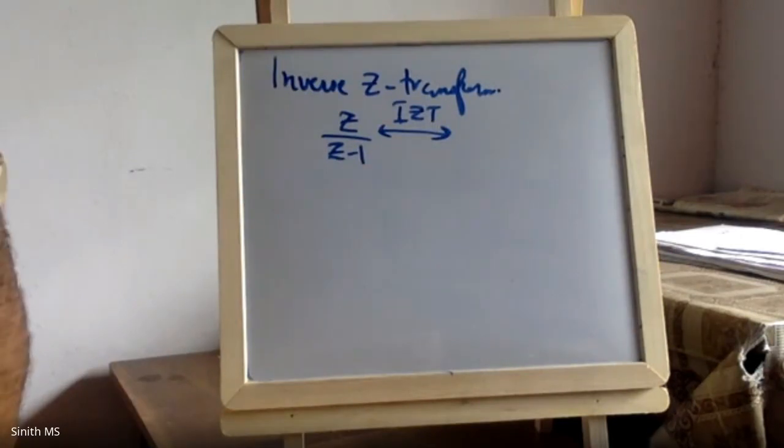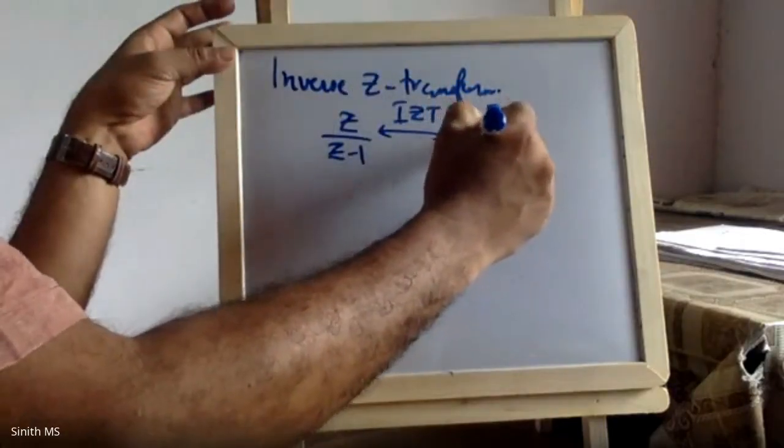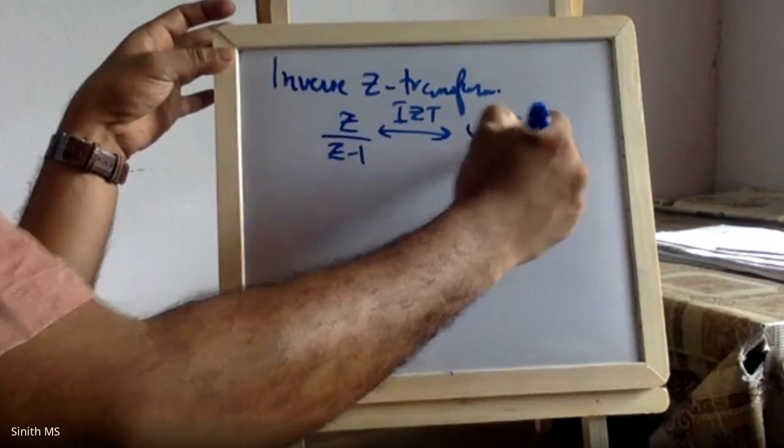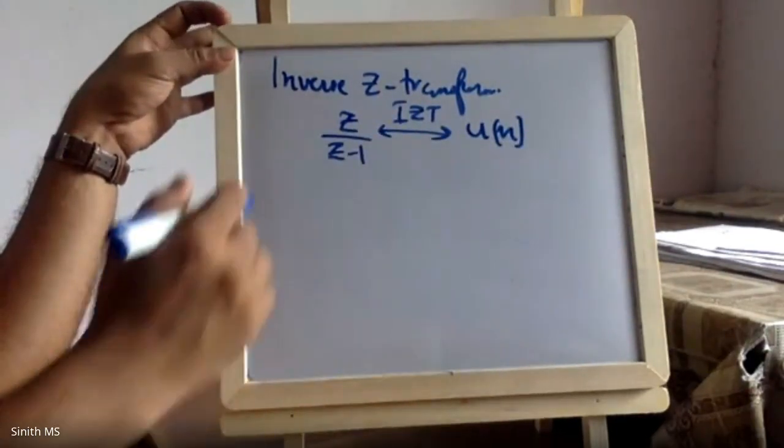You can type or you can unmute and tell. U of n. U of n, very good. So the inverse Z transform of z by z minus 1 is u of n.